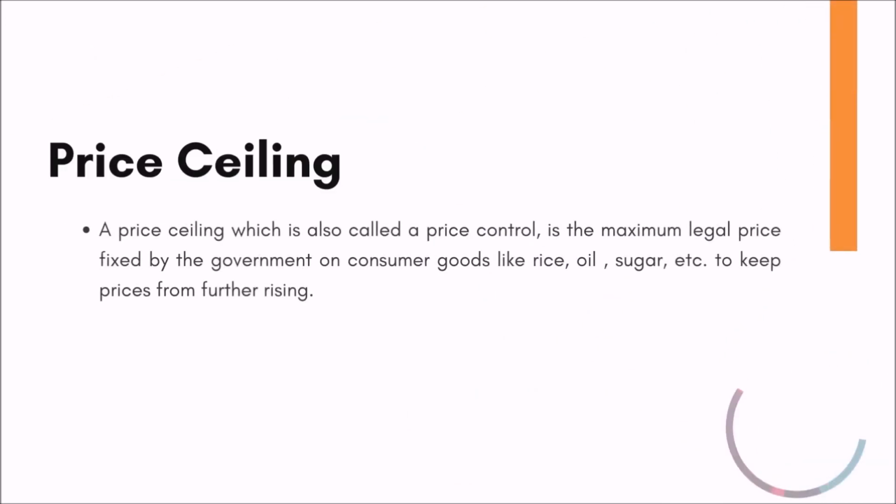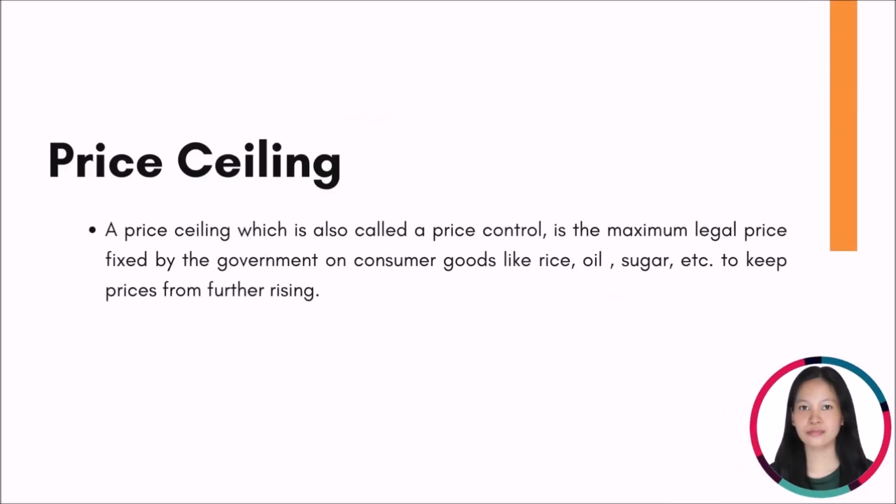A price ceiling, which is also called a price control, is the maximum legal price fixed by the government on consumer goods like rice, oil, sugar, and etc. to keep prices from further rising. An effective price ceiling can be found below the equilibrium price but may result in shortage.